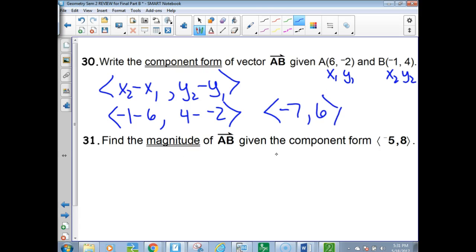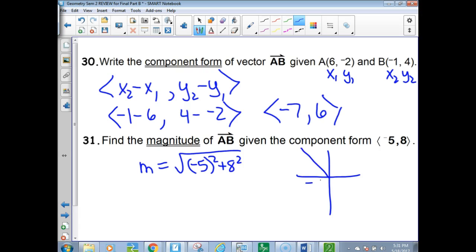Find the magnitude of vector AB given the component form is -5, 8. Okay, so the magnitude, -5, 8. Now, if I drew you where that vector was, the magnitude is simply the square root of that -5 squared plus 8 squared. It's like the Pythagorean theorem. So if I drew this for you, left 5 and up 8, this is what it would look like. That would be the vector, and this would be -5, 8.